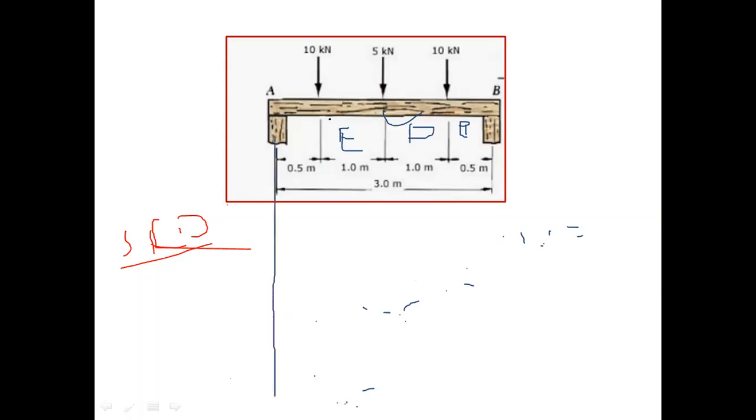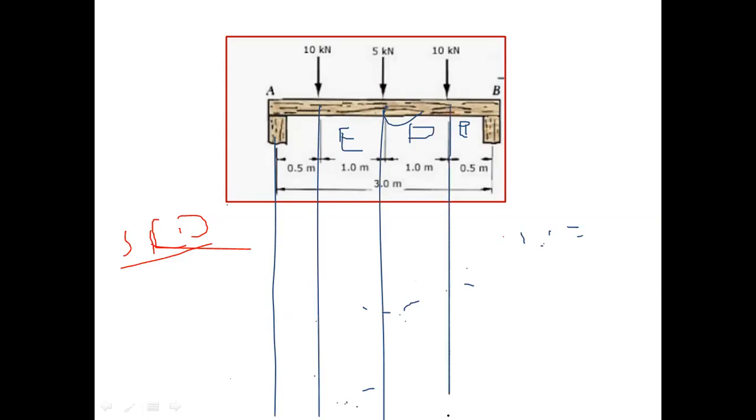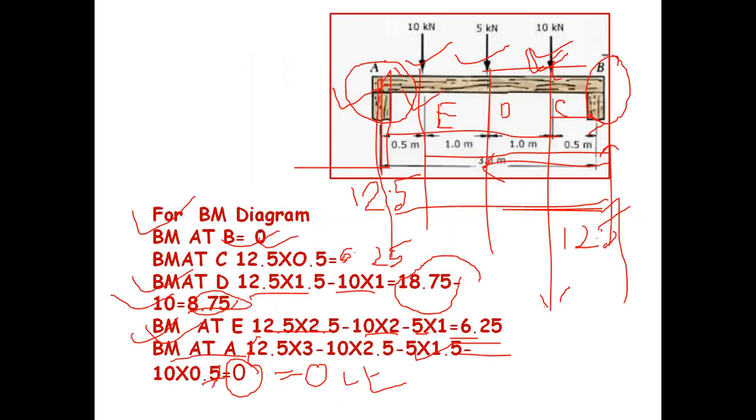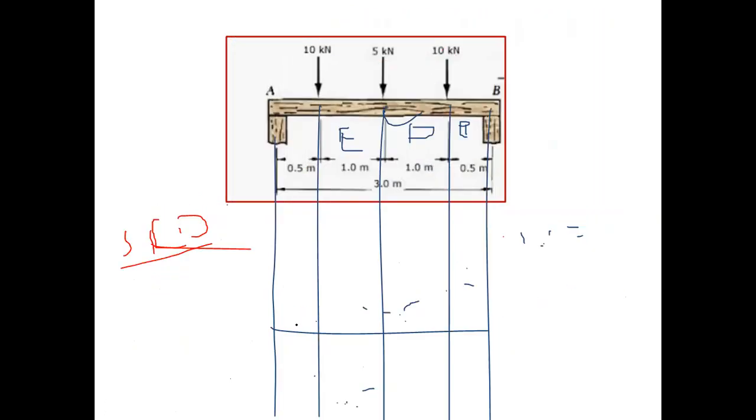This one, this one, this one, this one, and this one. Then what is the value of the BM? And take a reference line. This is the reference line. The value of the BM at B is equal to 0, at A is equal to 0. The end point is equal to 0, then C is equal to how much? The value at C is equal to 6.25.